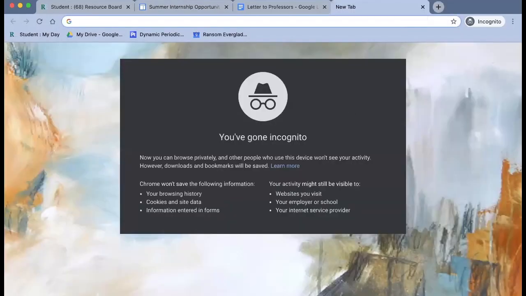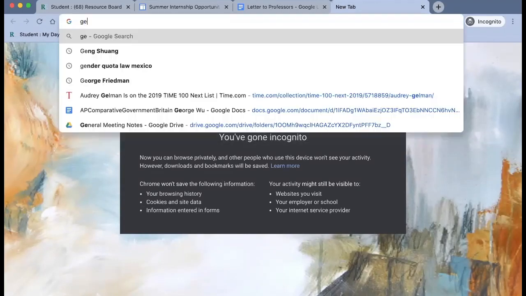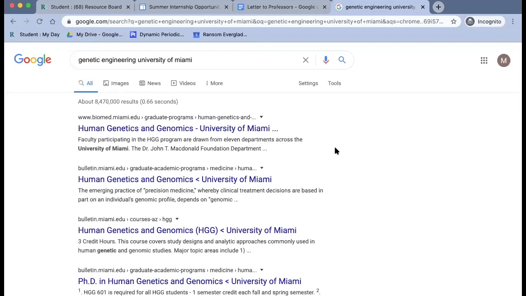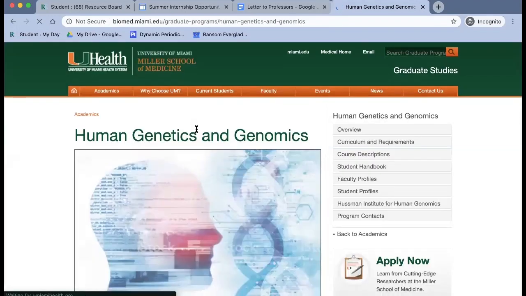Today we are going to be looking for an internship as Paul Ransom. So Paul Ransom, we have determined that he is interested in genetic engineering. So to find an internship in genetic engineering, we're going to look for people who are doing genetic engineering research in our area, so Miami. So let's look up Genetic Engineering, University of Miami. So right here you can see that there's the Human Genetics and Genomics program at UM. So we're definitely going to check that out.